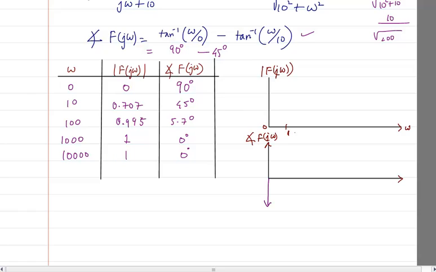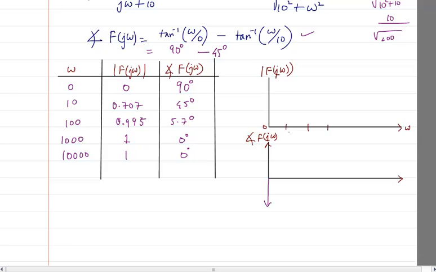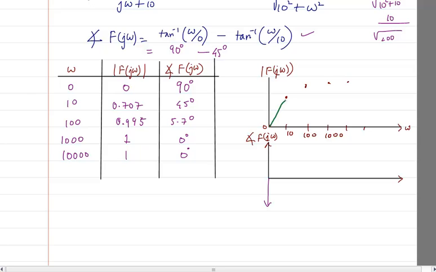Even people take 1. If you want to take 1, it is okay. I will always start with 10. It's always the multiples of 10. So it is going to be 10, 100, 1000, like that. And you can see here it starts from 0, then goes to 0.707, then it reaches 0.95, and then it becomes 1. So if I draw the magnitude plot, I will get something like this.